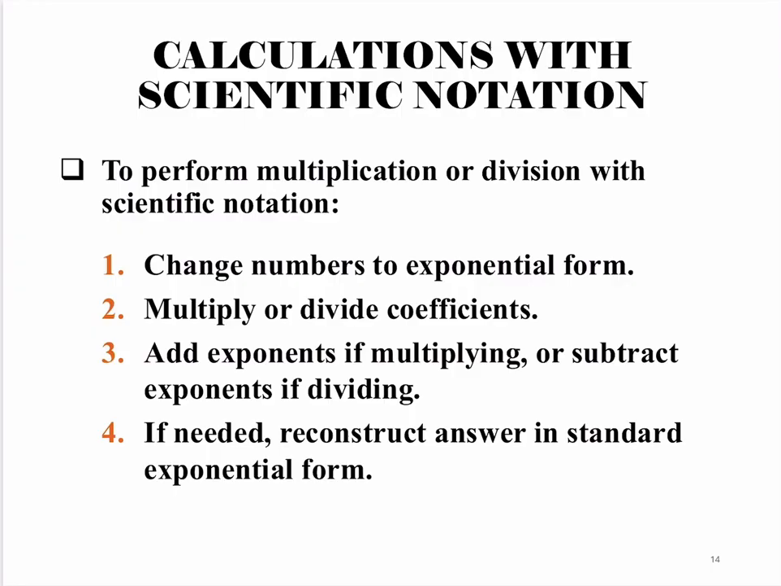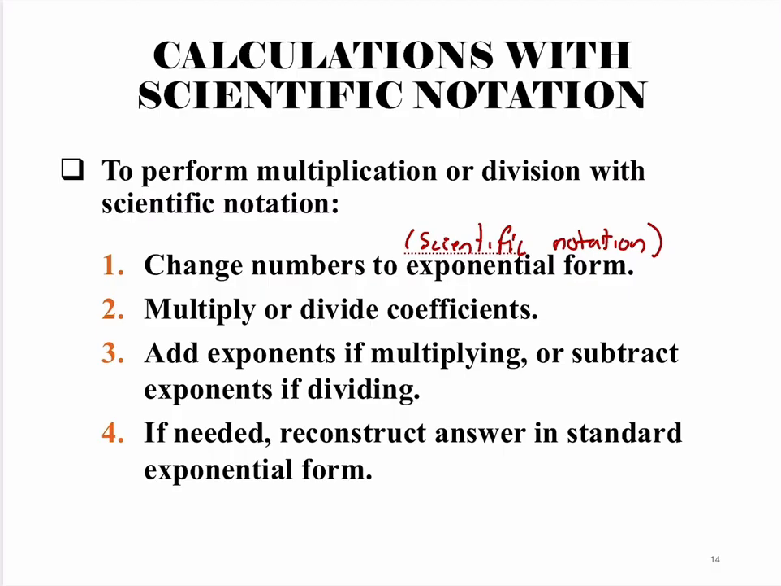Okay, so calculations with scientific notation, right? So we change the number. The first thing we're going to do is change the number into the exponential form. This just means in scientific notation, we multiply or divide the coefficients. This is mostly going to be doing multiplication and division, right?